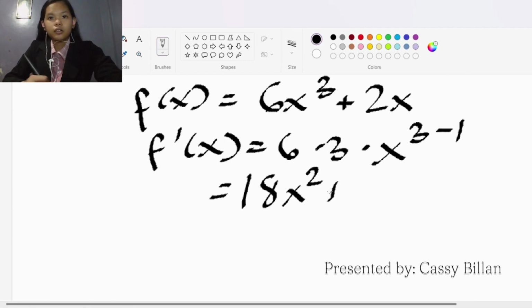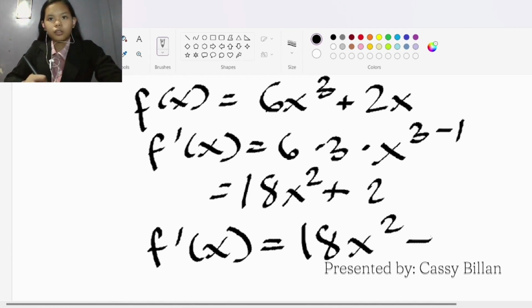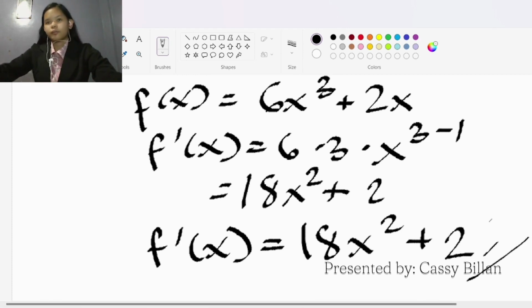For the 2x, since it has no power, it will just become 2. Yeah, sorry. It will just be 2. So, our derivative of f of x will be 18x squared plus 2. That is our final answer.